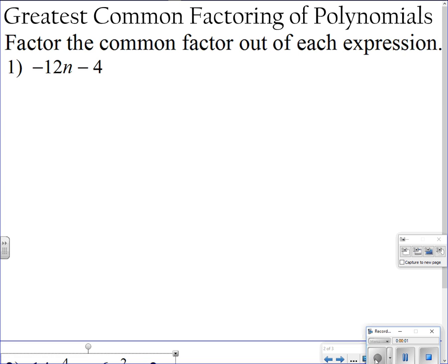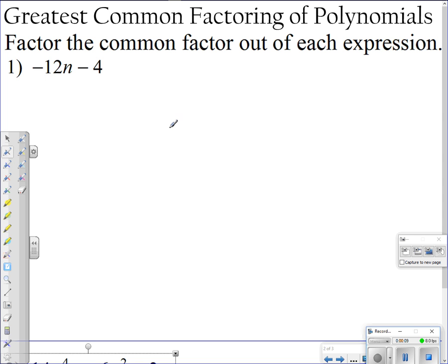Okay, in this video, I'm going to show you how to factor using the greatest common factor. For that, you need to understand the distributive property. So let's review the distributive property.